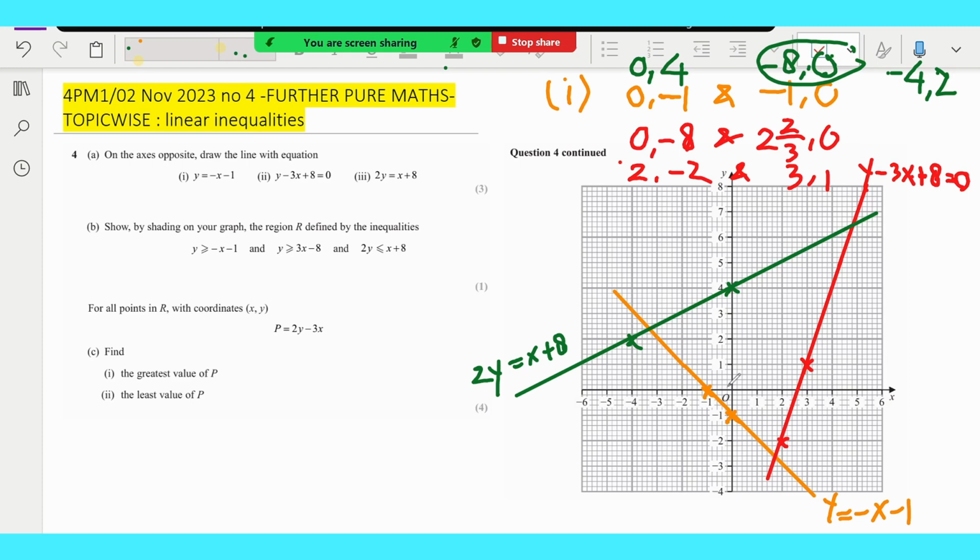So we put 0 for x and 0 for y. We see this statement, is it correct or wrong? So 0 is greater than or equal to 0 minus 1, which is minus 1. So this statement, 0 greater than or equal to minus 1, is correct, as 0 is greater than that. So this is the required area, on the top of this line. Now we shade the top area of the orange line.